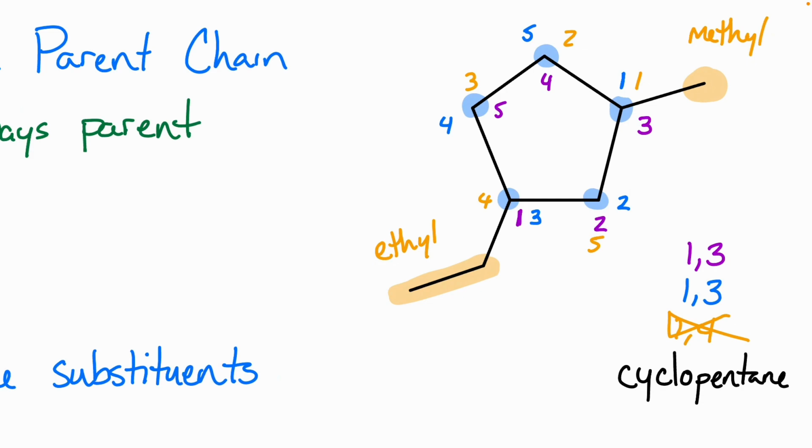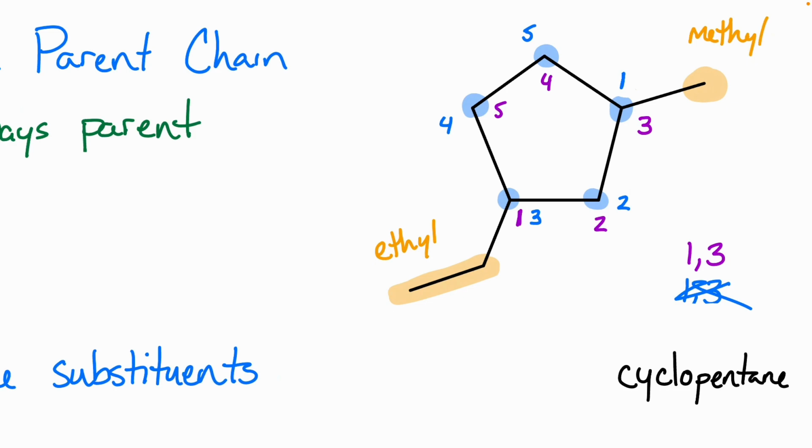So let's put these other two next to each other. In my blue numbering scheme, I'm 1 and 3. In my purple numbering scheme, I'm 1 and 3. So I have a tie. What do I do to break our tie? Alphabetical order. Because of alphabetical order, that's going to make my purple numbering scheme the correct one.